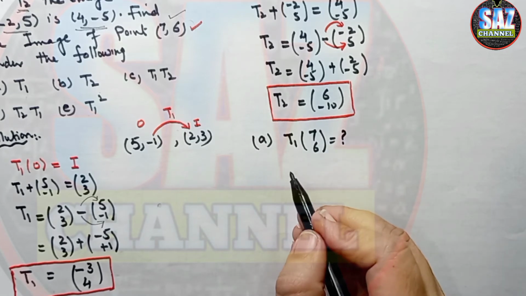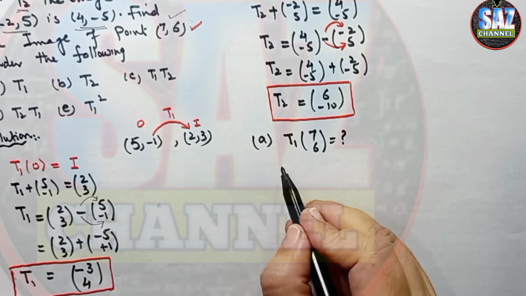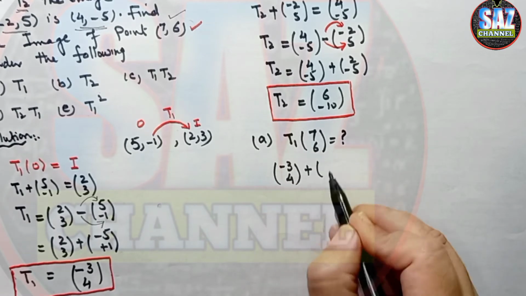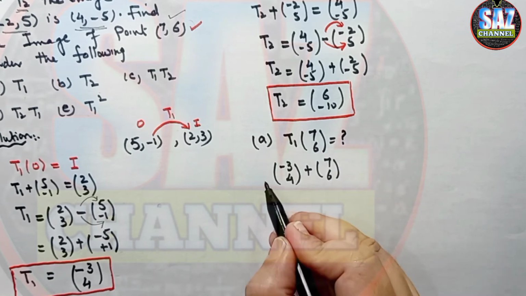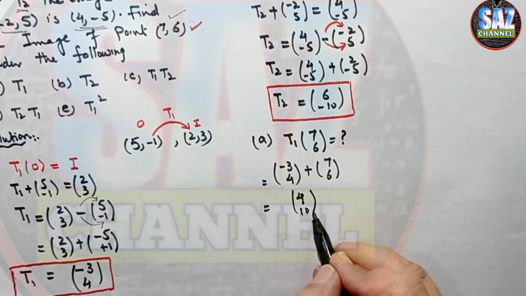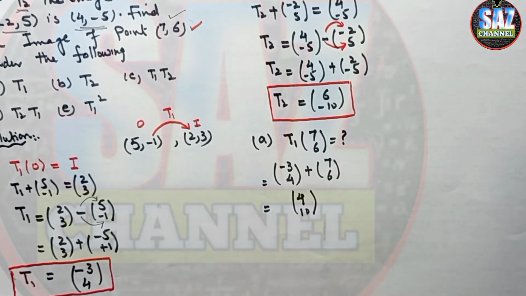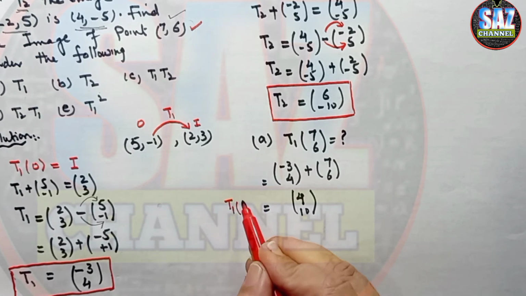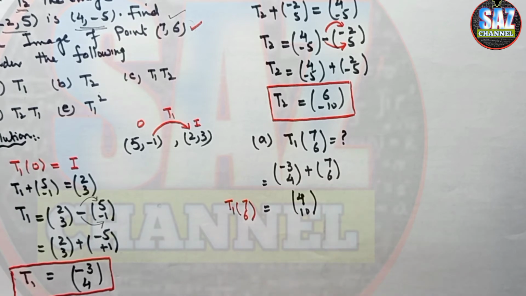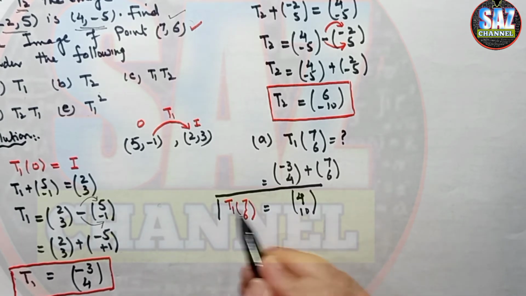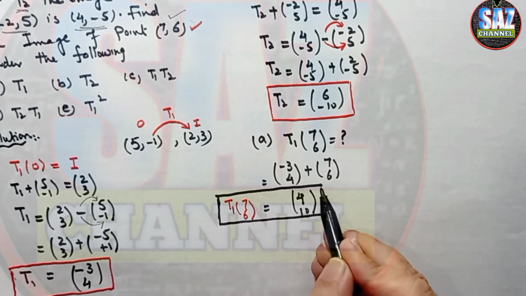So T1, translation vector T1 is (-3, 4), plus (7, 6), and that will give me 7 minus 3 is 4, and 6 plus 4 is 10. So T1 of (7, 6) is (4, 10). Now let me block the answer first, because we can use this answer in the next working as well.